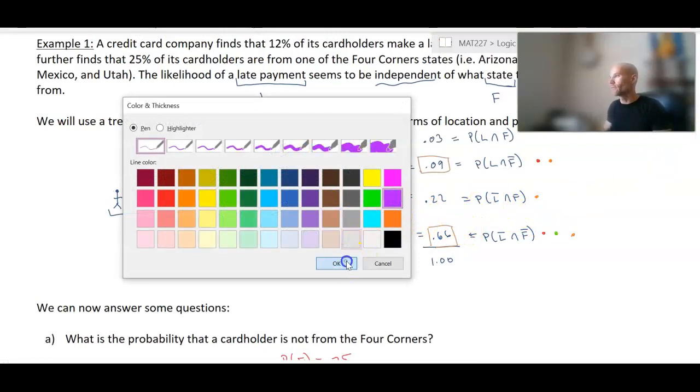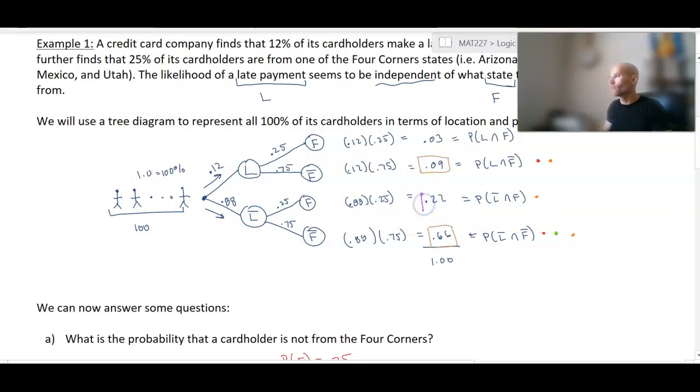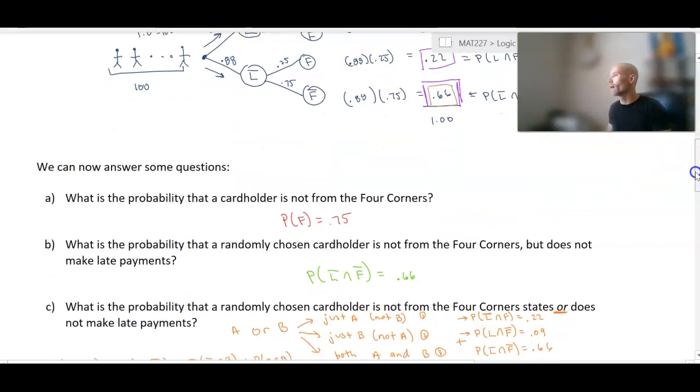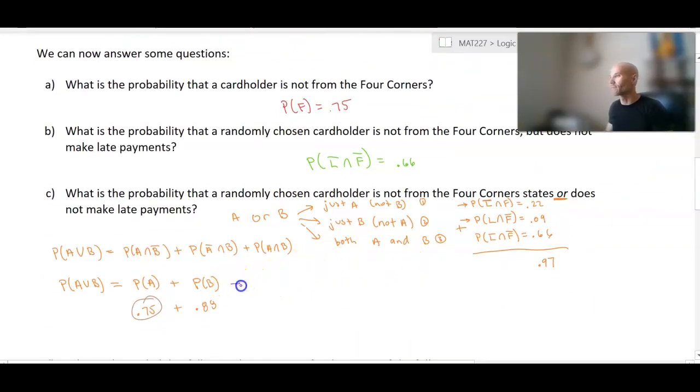Well, I'll do this in different colors. You can see what happens. That's going to be this 0.22. These guys don't make late payments. But also this 0.66, they don't make late payments either. But that 0.66 is being counted in there twice. It's being counted once for the percentage of people who are not from Four Corners, and then it's being added in again because some of those people who are not from Four Corners also do not make late payments. So that's why we get over 100%, because we have this double count of the 0.66.